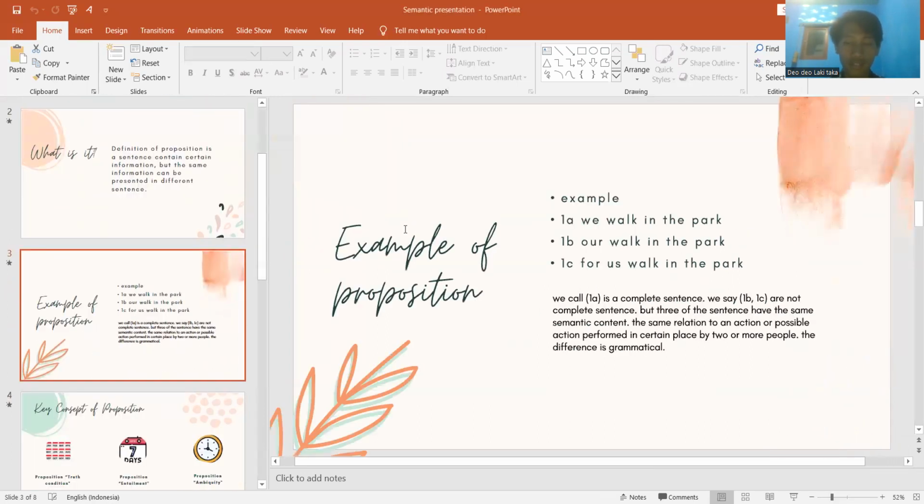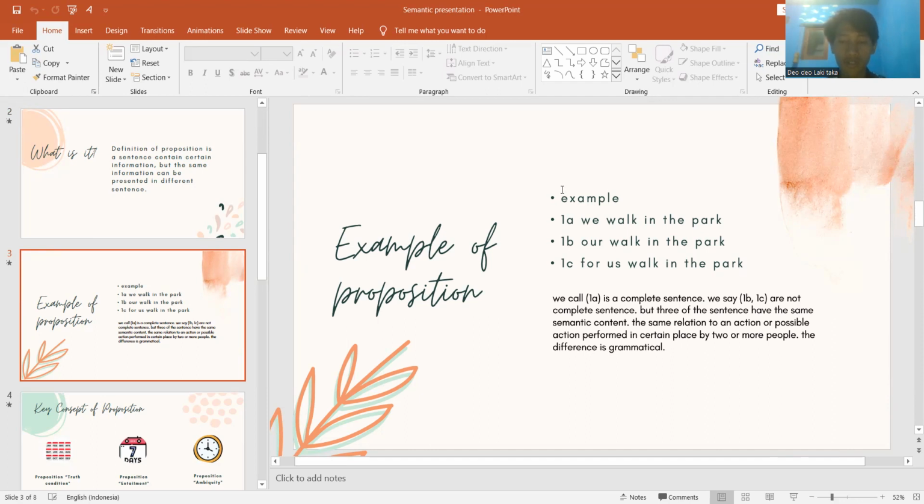All right, this is an example of the proposition. We see three examples of the proposition. They have three sentences, but they have the same meaning. They just differ in the structure used to make the sentence.